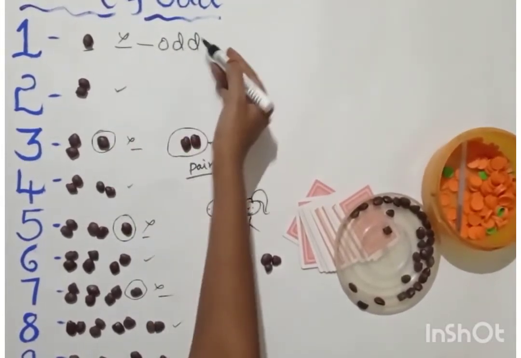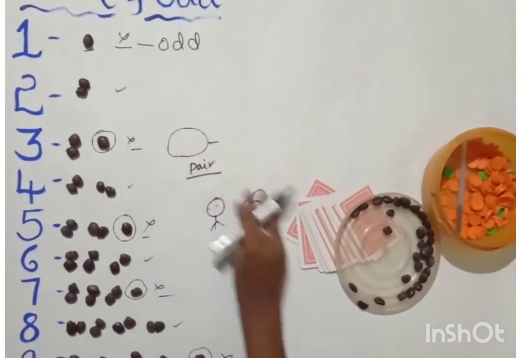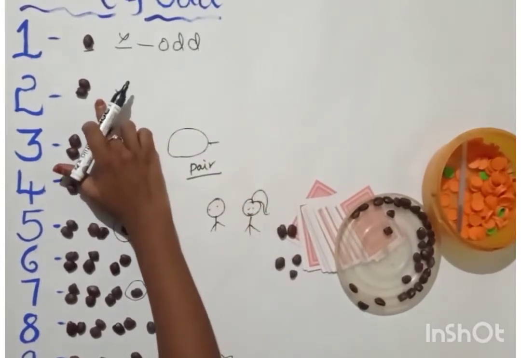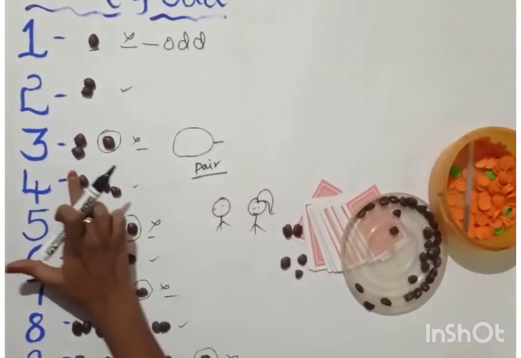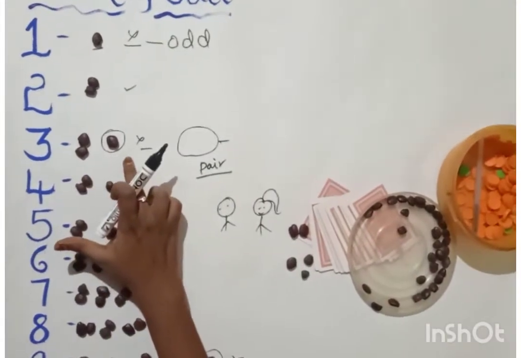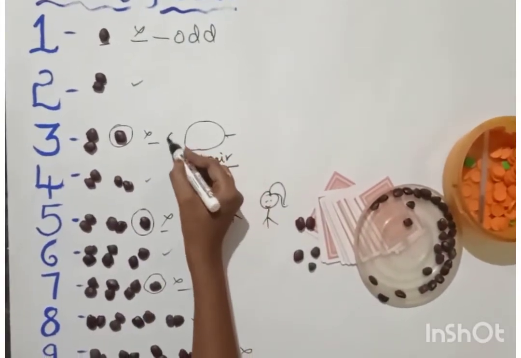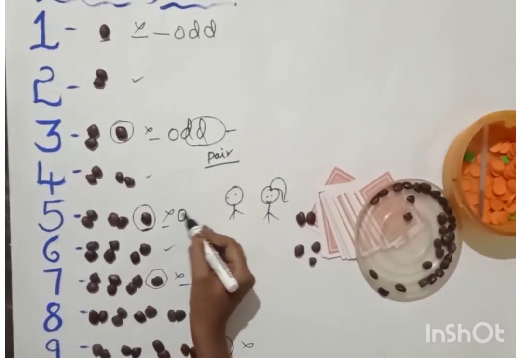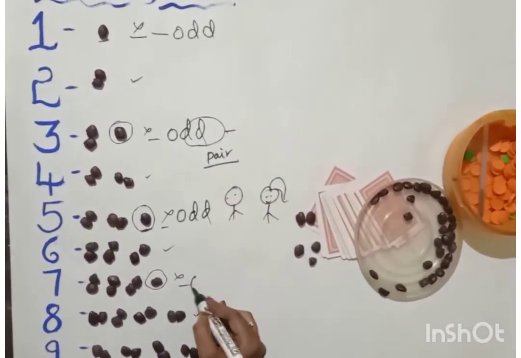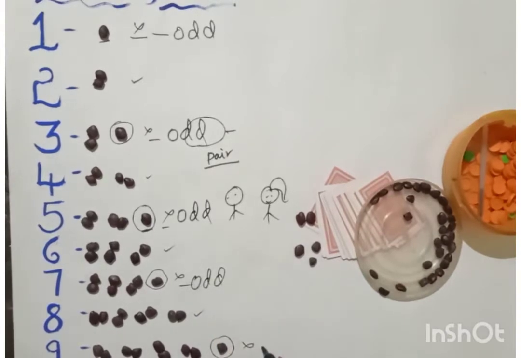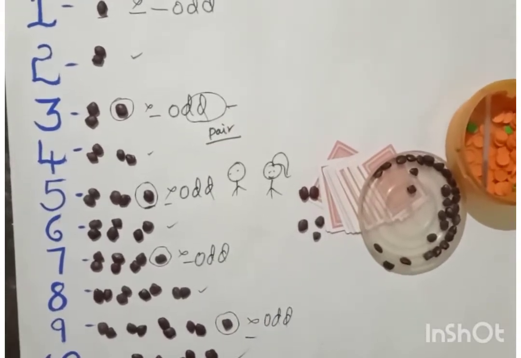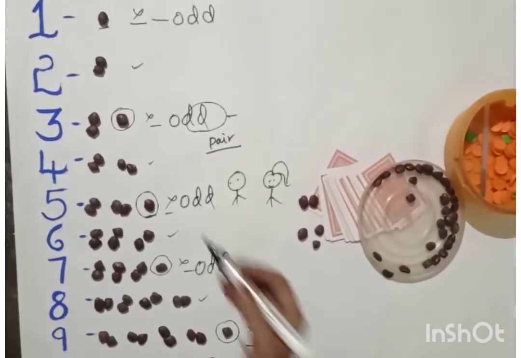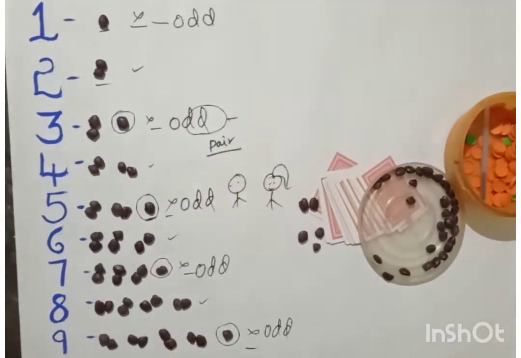Here, what can we not make into complete pairs? 1 we cannot make. So 1 is an odd number. But 2 we can make into a pair. 2 is not an odd number. Then 3 we cannot make into a complete pair. So 3 is also an odd number. Then 5. 5 also has 1 left. 5 is also an odd number. 7 is also an odd number. Then 9 is also an odd number.